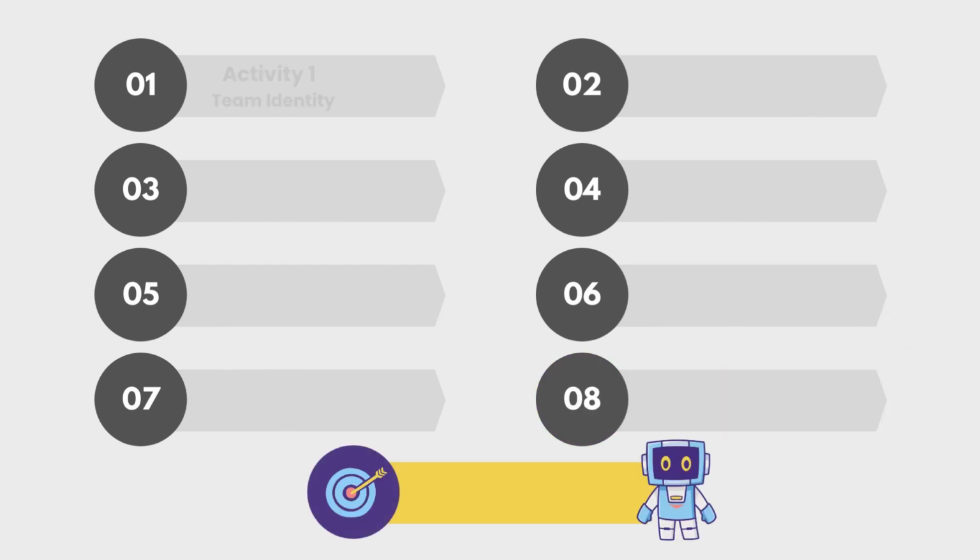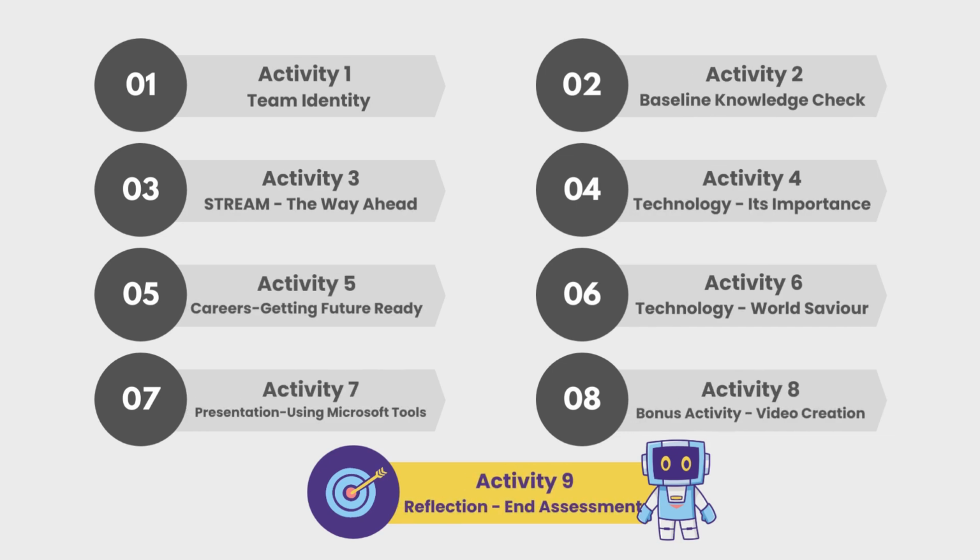We then move on to the final activity, which is activity 9, reflection and end assessment. Here, students independently fill up an end reflection form to tell us what they've learned after undergoing all these activities in the Digital Bhavishya program. So, however many members the team has, all the members need to fill up this end assessment form.